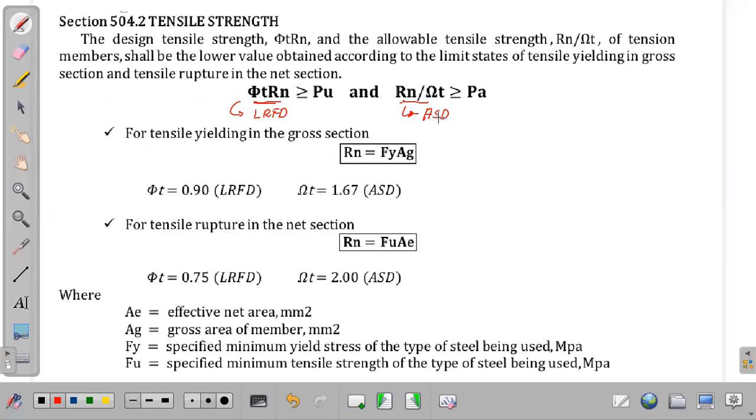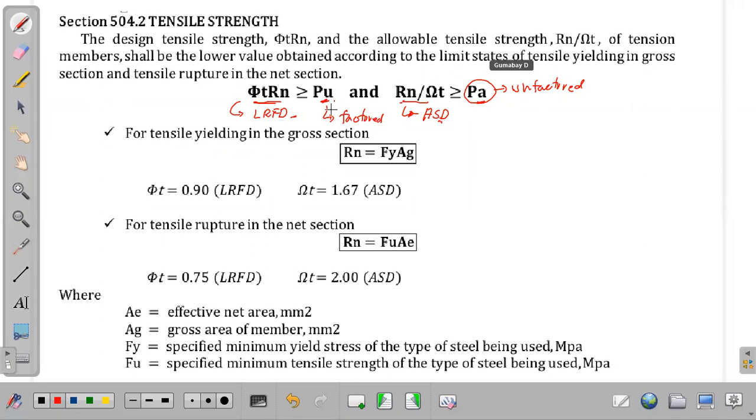So for the tensile strength, yung design strength natin shall be higher doon sa ating ultimate load pagka LRFD. Pagka ASD naman, should be higher doon sa ating working load. Yung PA natin dito, ito yung unfactored, kasi ASD yung method na gagamitin natin. Yung PU naman dito, ito yung factored load.